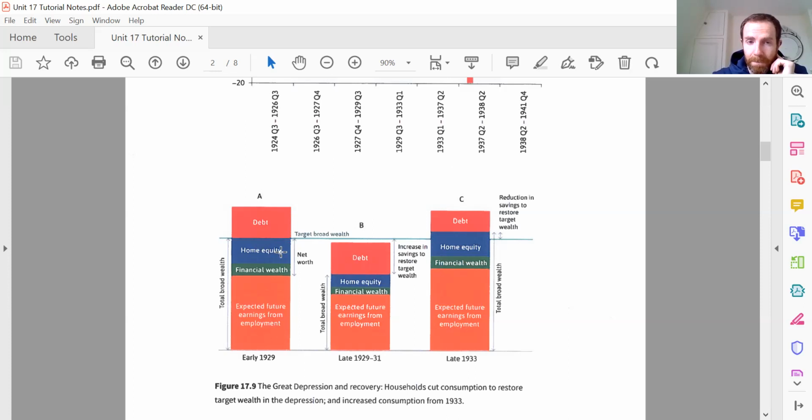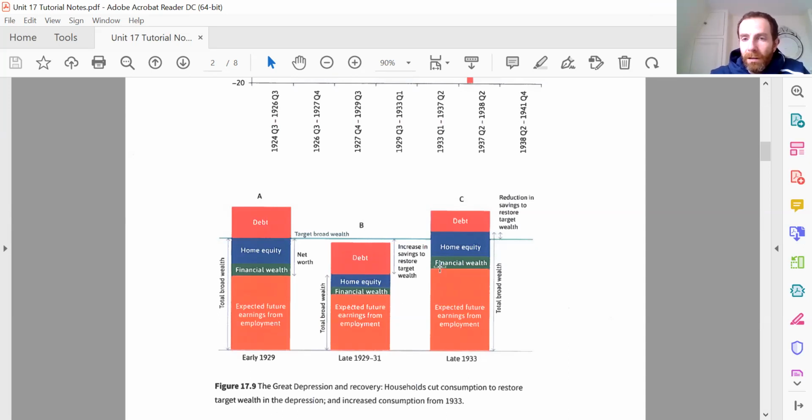But then the Great Depression kicks in, and watch what happens. People's expectations of future earnings drop. Their level of financial wealth falls as well because assets have lost value. Home equity has gone down because the value of people's homes went down. And now you can see there's a big gap between the actual broad wealth the average household had and the target. And what happens in those circumstances? Households will try and increase their savings. They'll reduce consumption to try and get back up to that broad wealth. And reduced consumption, we know, means a cut in aggregate demand.